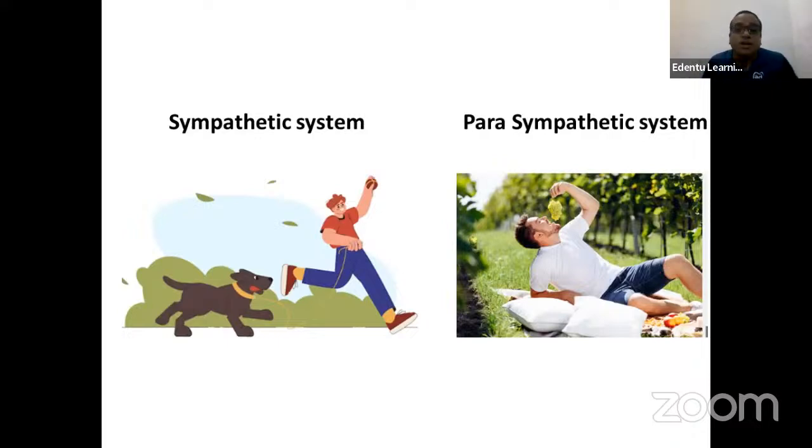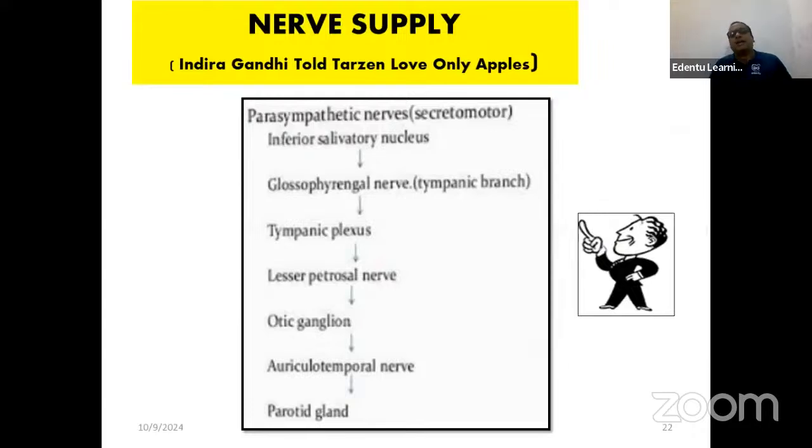So I hope you have understood this concept clearly. If not, see this again and again. So let's start. In the nerve supply of the parotid gland, you will see that the parasympathetic system gets activated. Sympathetic also, parasympathetic also. But parasympathetic plays a major role here.